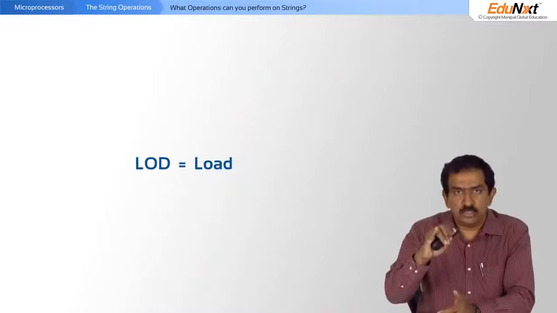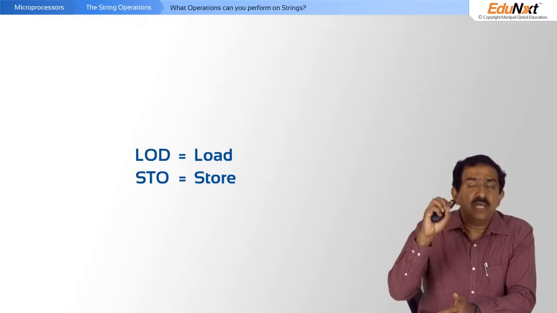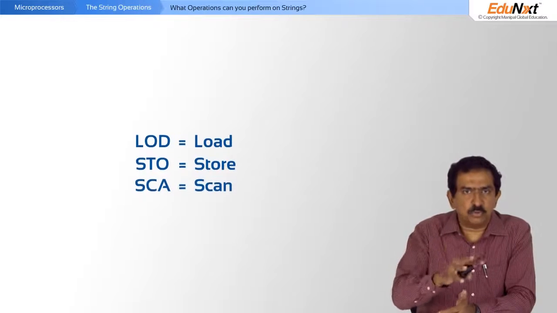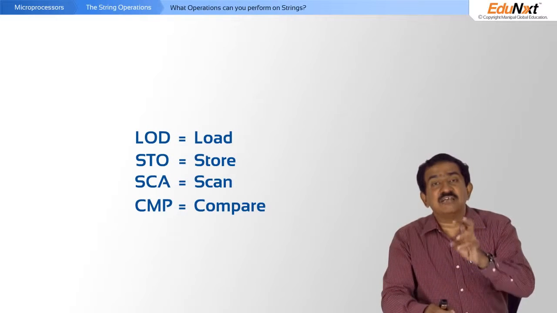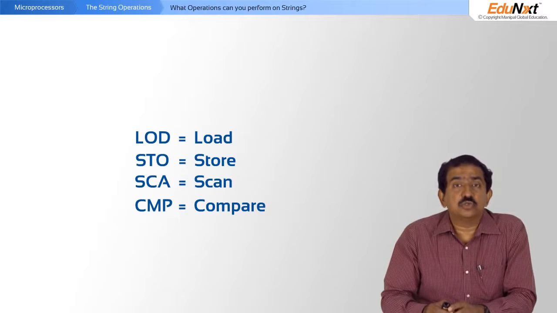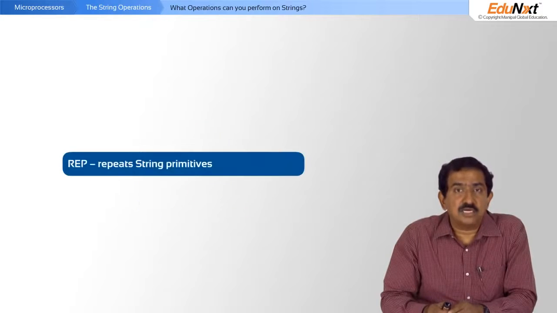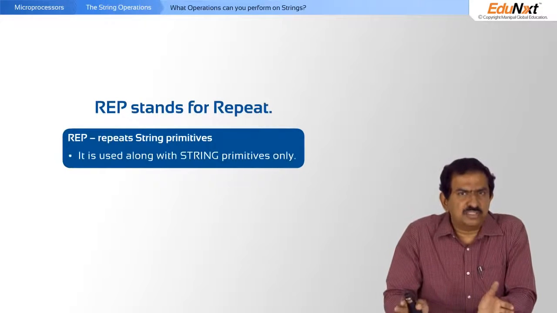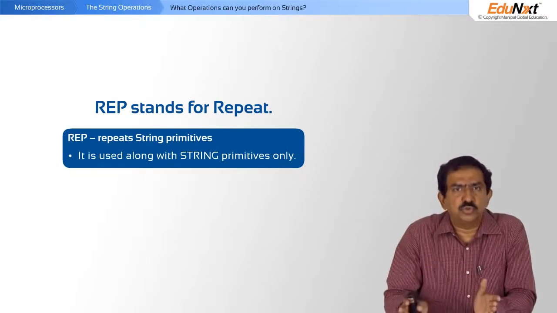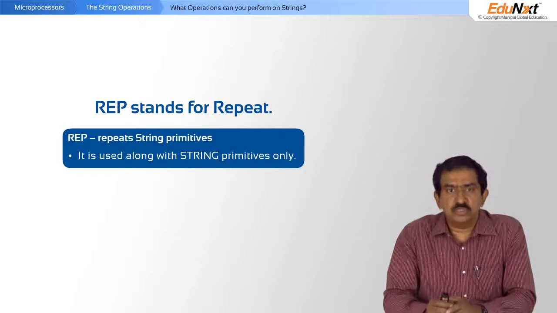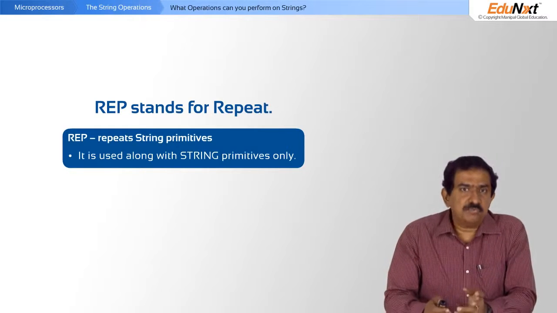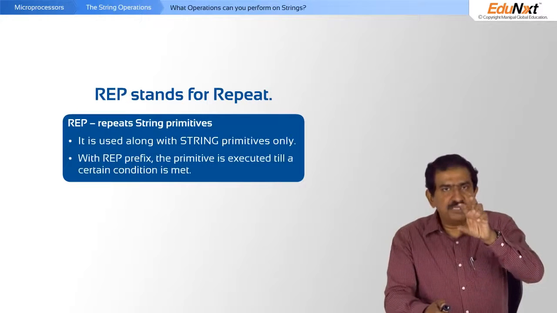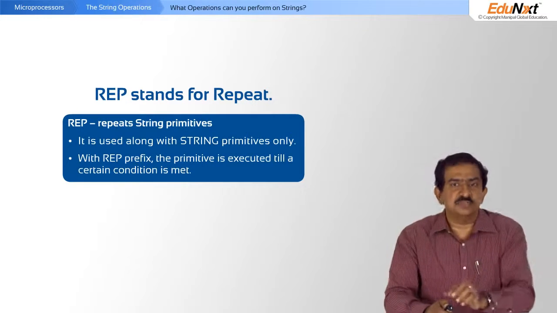An important instruction goes along with all these string instructions. We talked about load, LODS, we talked about STOS, we spoke about scan, we spoke about compare. All these instructions have an instruction that goes along with them, a special instruction called REP, and REP stands for repeat, and it is used only with the string primitives. REP cannot be used with any other instruction. It is used as a prefix, and the primitive is executed till a certain condition is met.